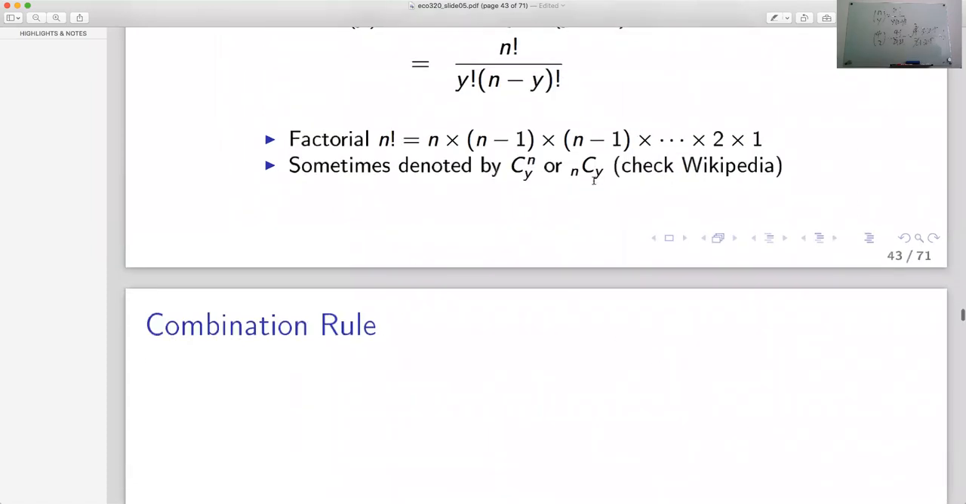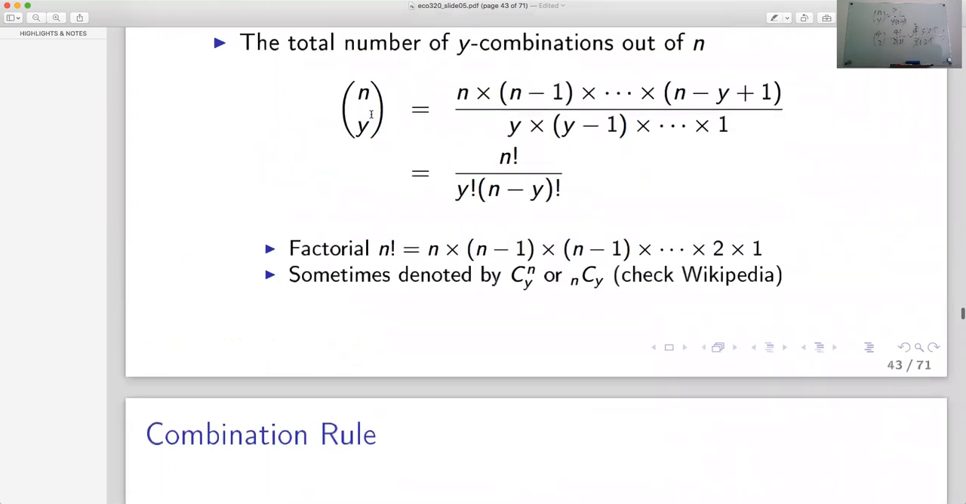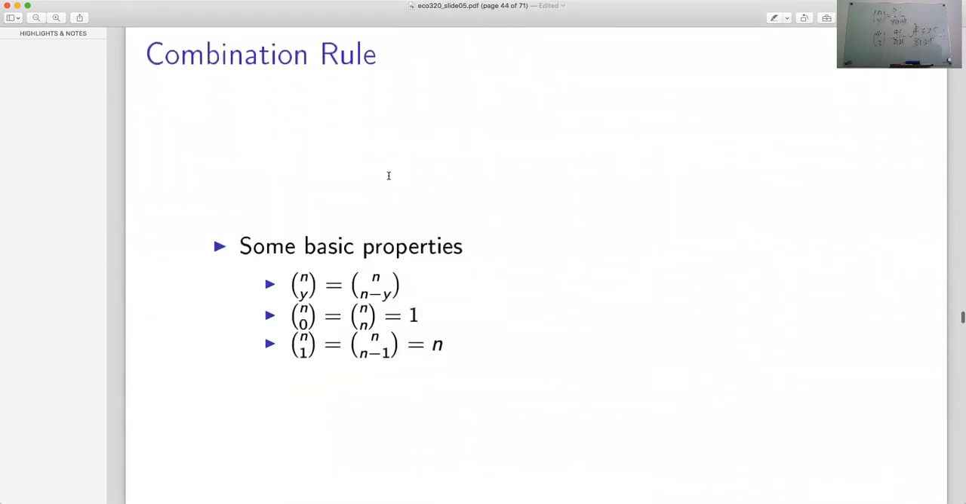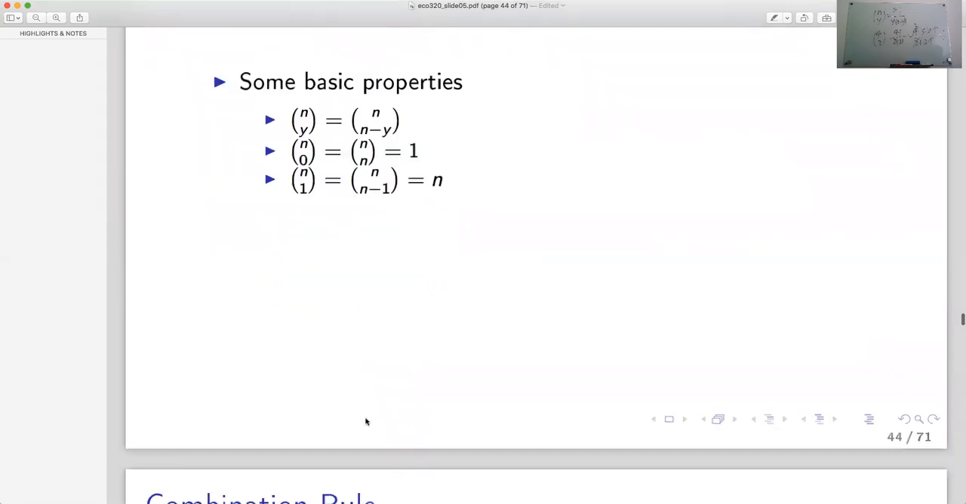So sometimes we denote this by n choose y, etc. But this is the notation we're going to use. Some basic properties: n choose y equals n choose n minus y, n choose 0 and n choose n are both 1, and n choose 1 and n choose n minus 1 are just n. These are some of the properties you should keep in mind.